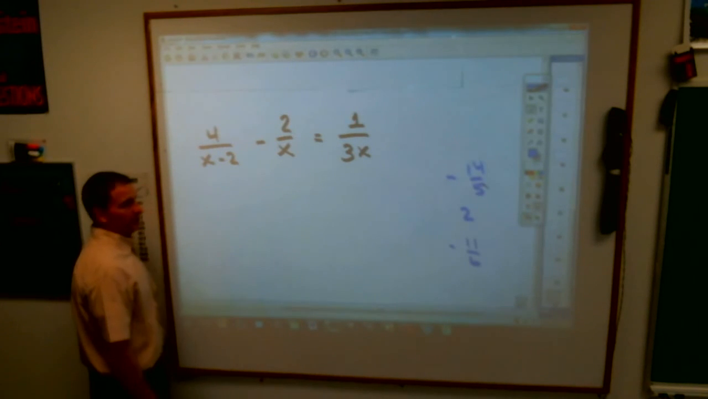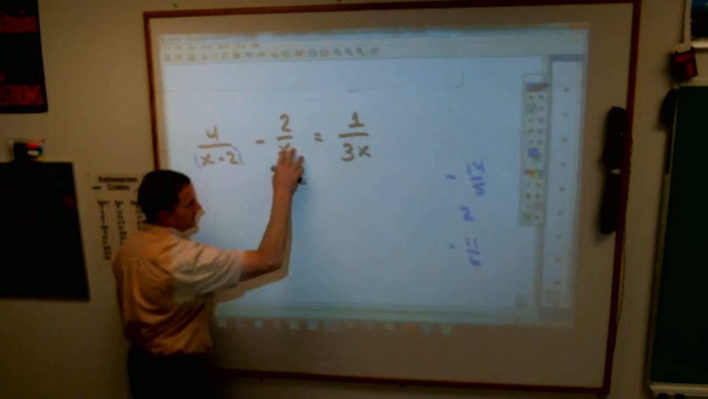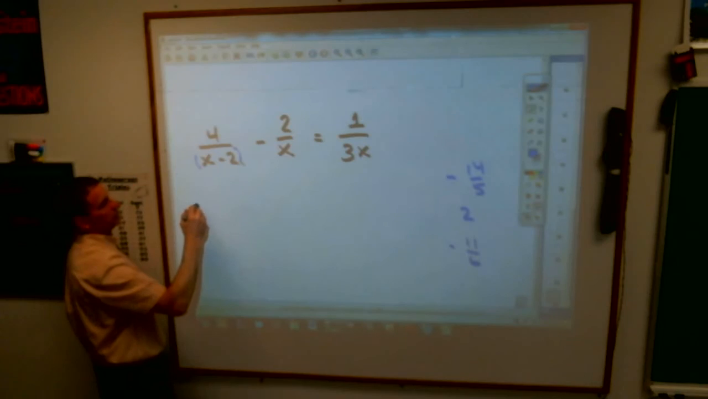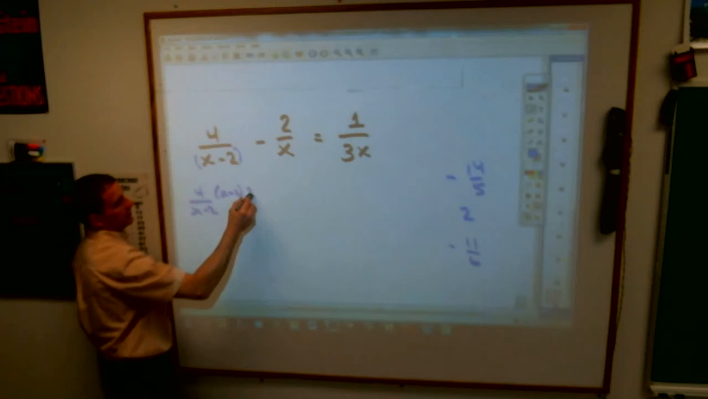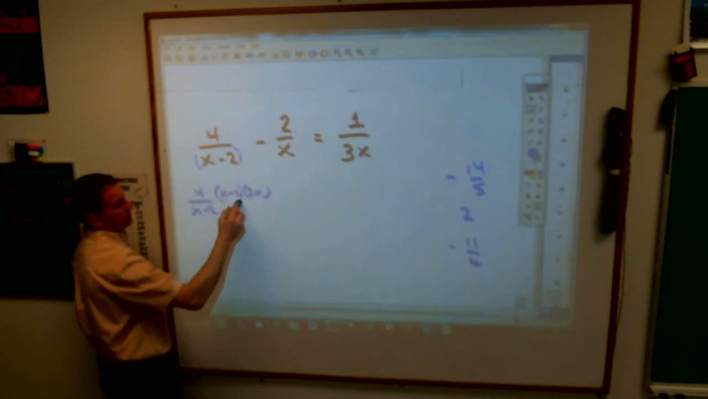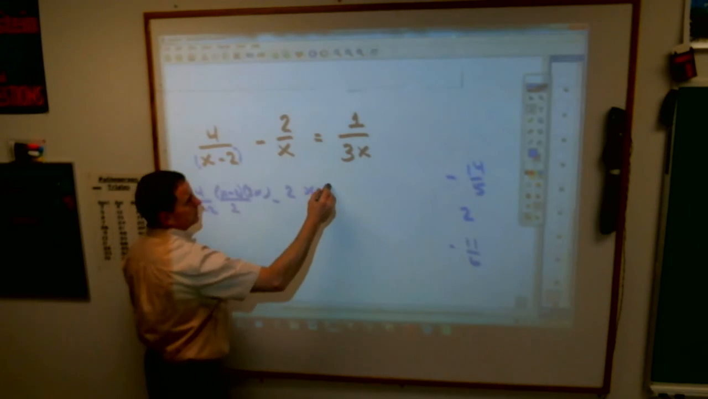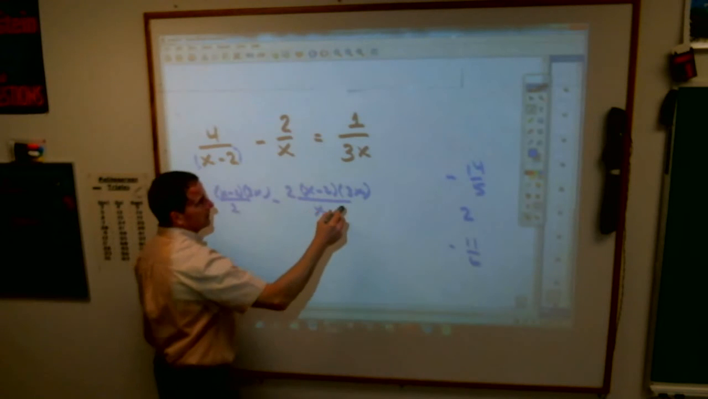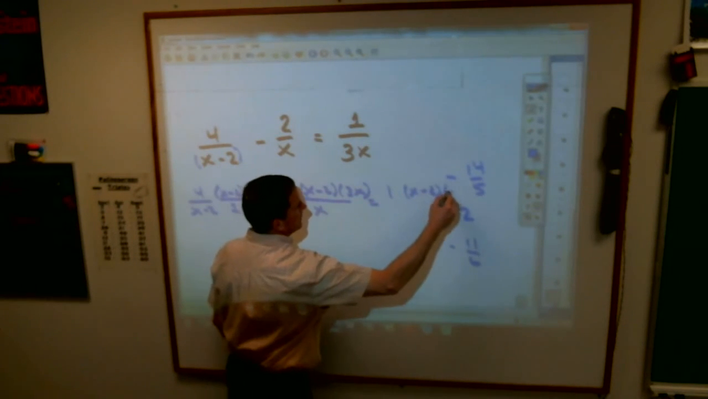What's your common denominator? X minus 2, correct, and 3x, right? Everybody get that? We already have an x here, so we don't need to repeat it. So you're gonna multiply 4 over x minus 2 times that, which is x minus 2 times 3x over 1. Minus 2, x minus 2 times 3x over x equals 1 times x minus 2 times 3x.